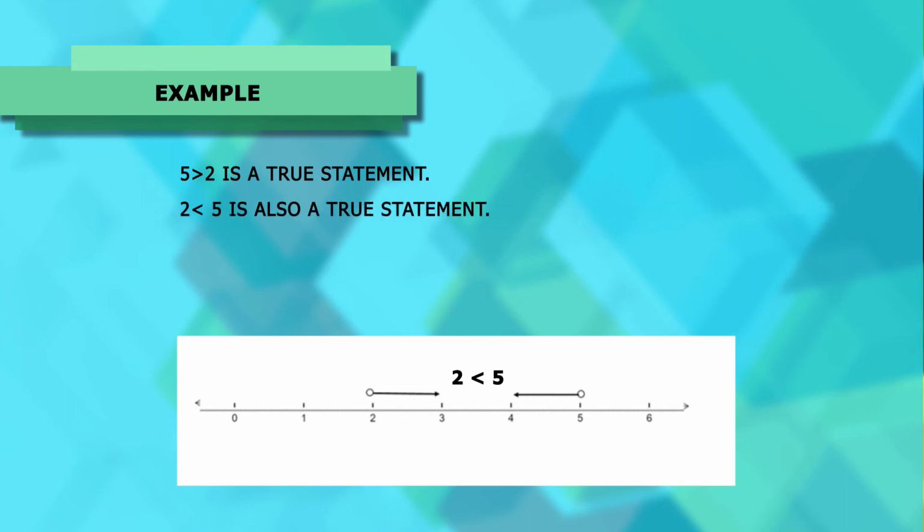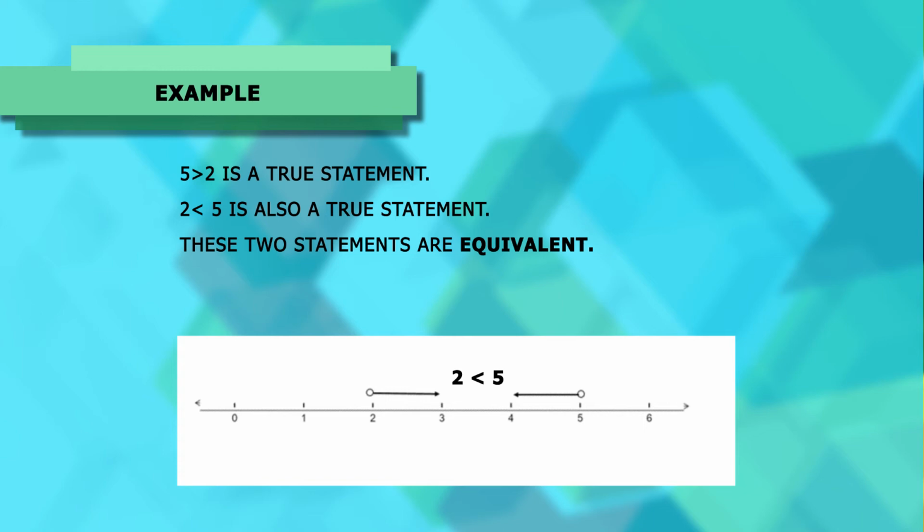We could also switch this statement around and we could say that 2 is less than 5. That is also a true statement. So statements like these are considered to be equivalent. They're not written the same, but they mean the same thing. So 5 is greater than 2 or 2 is less than 5 is an example of an equivalent statement.